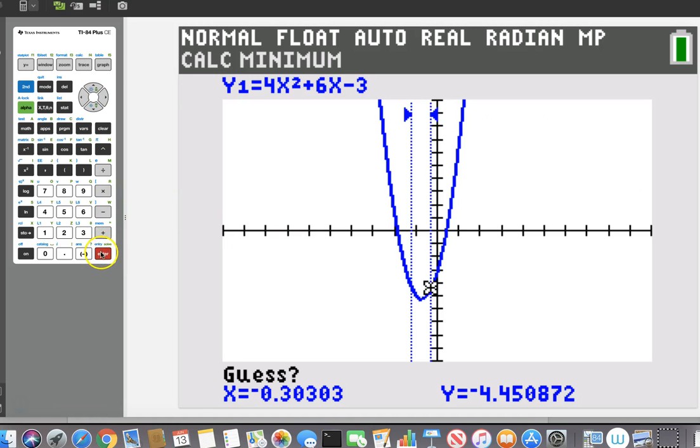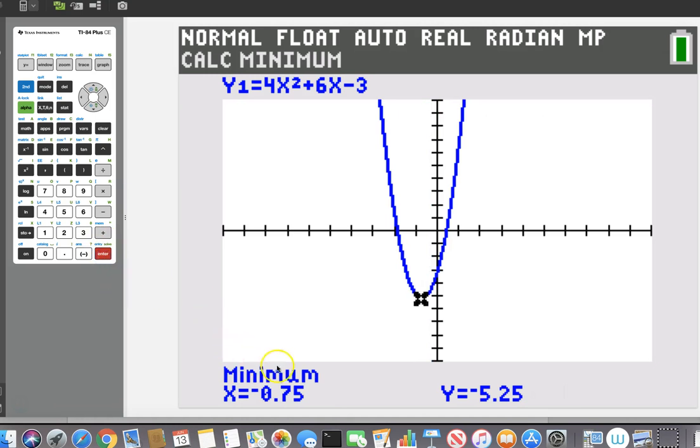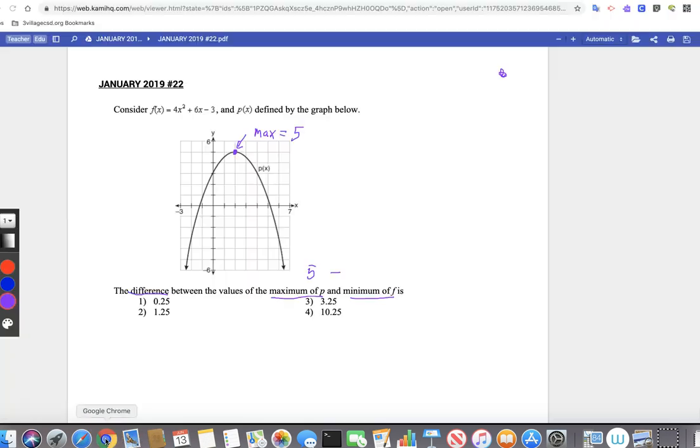And then for guess, my cursor is in the proper location, so I can hit enter, and here's our minimum. The calculator gives us the coordinates of the minimum point, but like the maximum value of a function, the minimum value of a function is just the y value at that particular minimum point. And here that y value is negative 5.25. So that's the minimum of the function f.